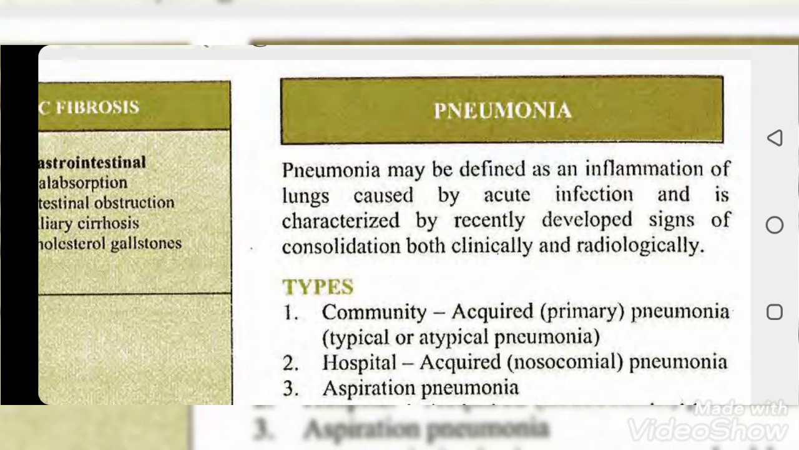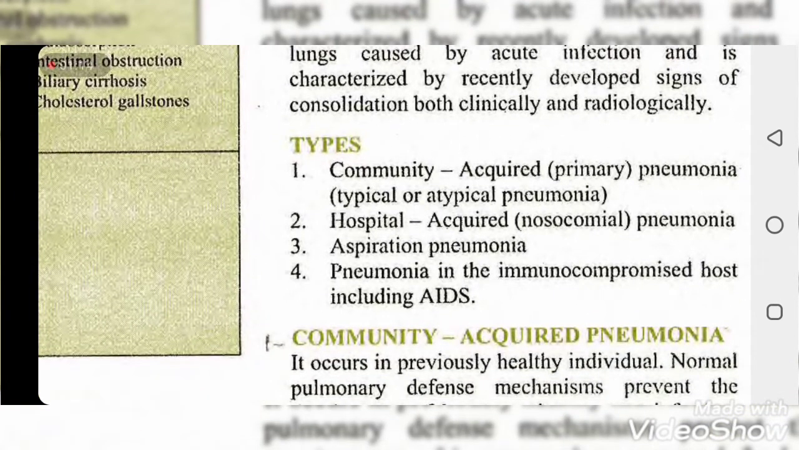There are 4 types of pneumonia. Number 1, community acquired primary pneumonia, which is divided into two types, typical and atypical pneumonia. Number 2, hospital acquired nosocomial pneumonia, aspiration pneumonia, and pneumonia in the immunocompromised host, including immunodeficiency syndrome. So the 4 types of pneumonia are community, hospital, immunocompromised, and aspiration pneumonia.